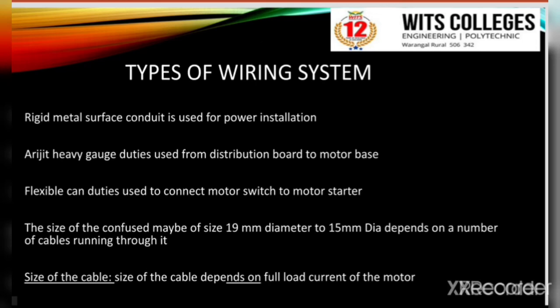Once we find the load current, we can find the starting current. Starting current can be given as 2 times the load current. By this process we find out the size of the cable. Once we find out the starting current, we can choose the size of the cable.